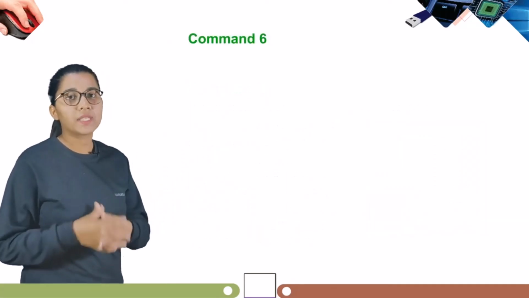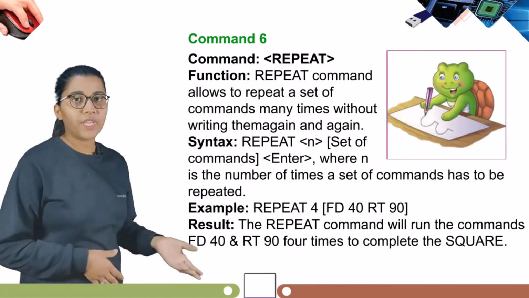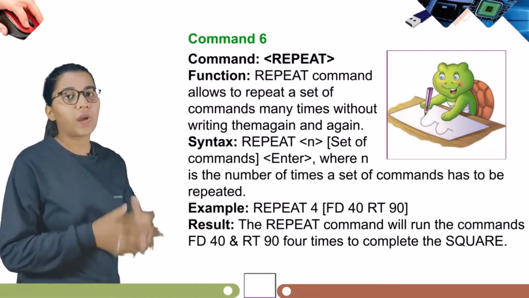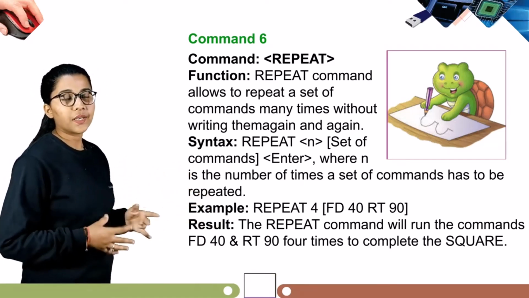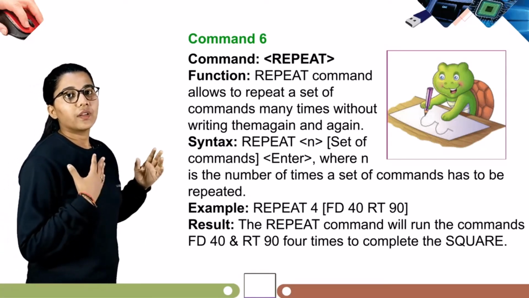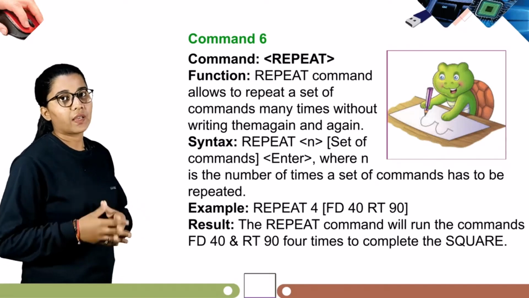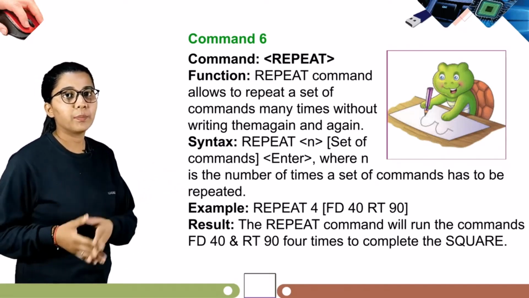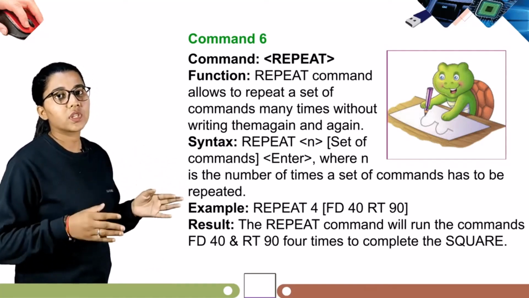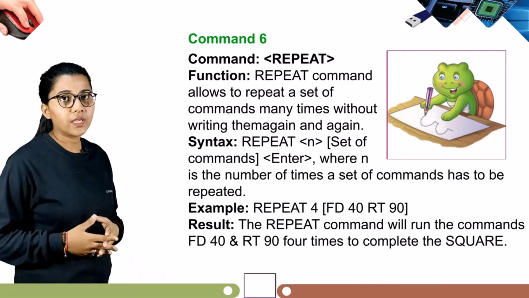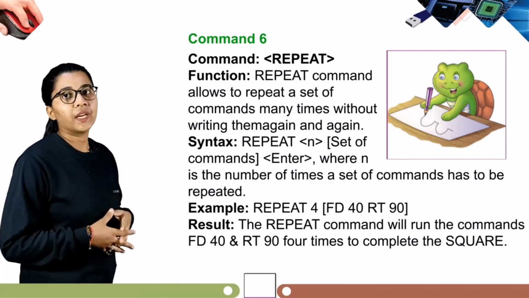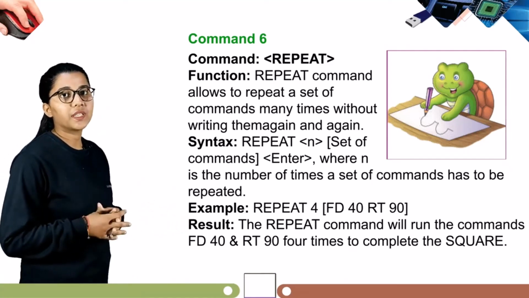Now we have command 6. Command is repeat. Function: the repeat command allows you to repeat a set of commands many times. Syntax: repeat n, set of commands, then enter, where n is the number of times the set of commands has to be repeated. Example: repeat 4 [FD 40 RT 90]. Result: the repeat command will run the commands FD 40 and RT 90 four times to complete the square.